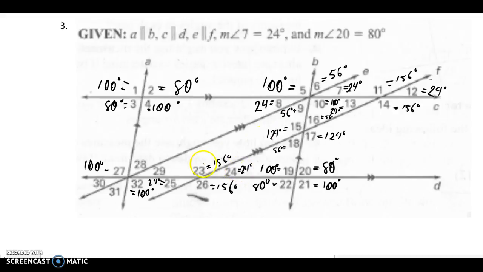Or you can see that 24 and 29 are corresponding angles also. So I can see that's going to be 24 degrees. From here I know that 2 is going to be corresponding to 28 and 29 together. So this is 80 and this is 24. That means that 28 is 56 degrees. 31 is 56 degrees. 29 is going to be 24 degrees because they're vertical angles. Okay, and I think that's everything. All right, hope that worked out for you.